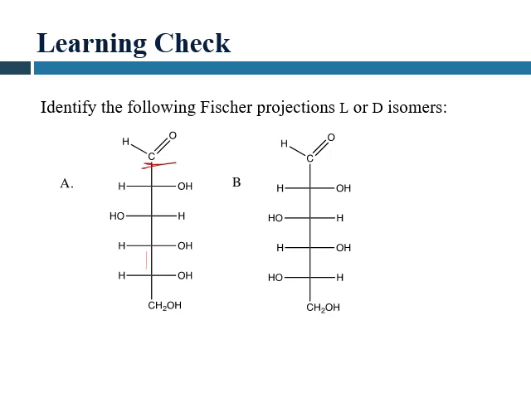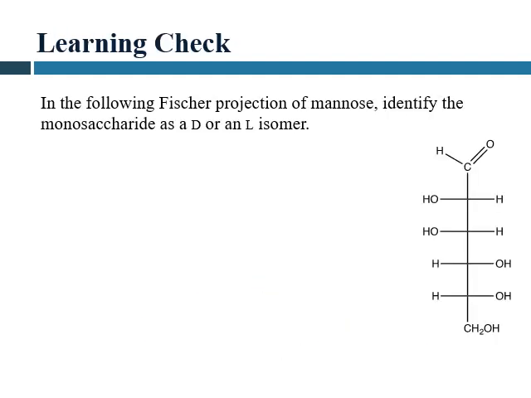This is carbonyl. The farthest one is this. OH is on the right, so this is D. This is carbonyl. Farthest is this. OH is on the left, so this is L. That's it. This is a structure of mannose. Identify, is it D or L? Again, carbonyl. Farthest one is this on the right, so this is D-mannose.